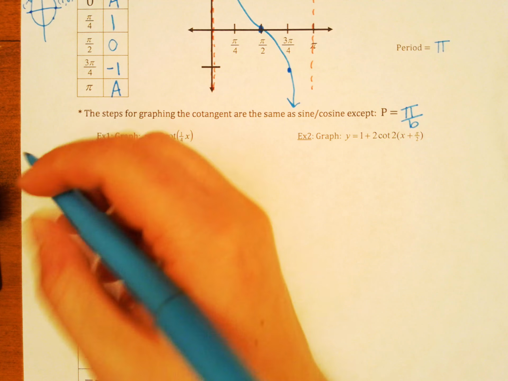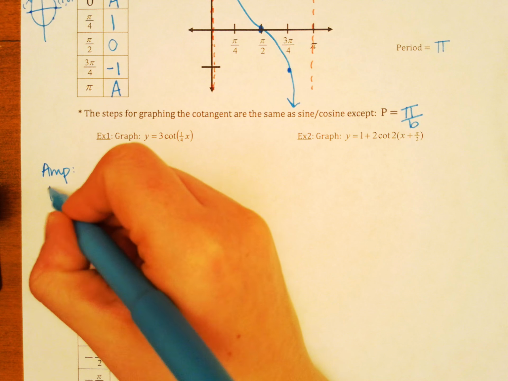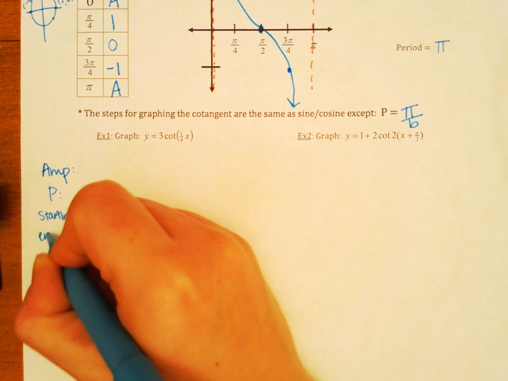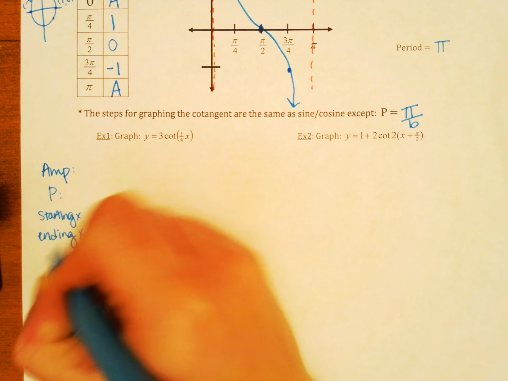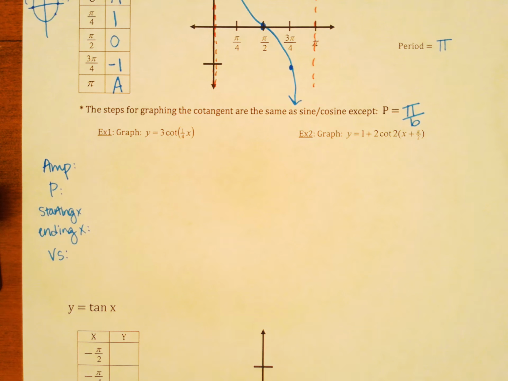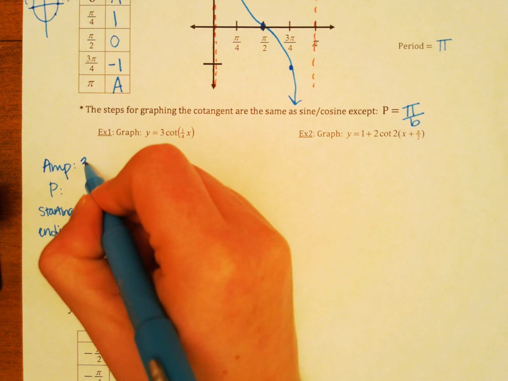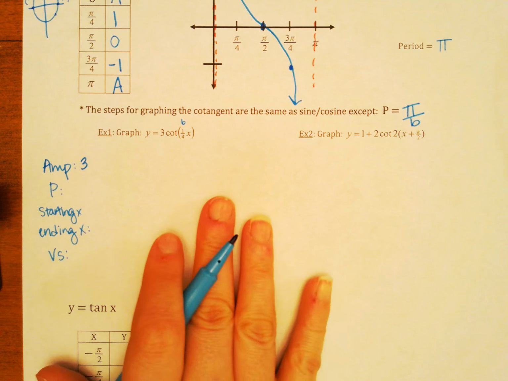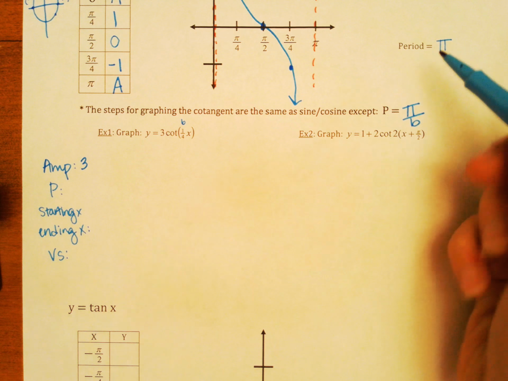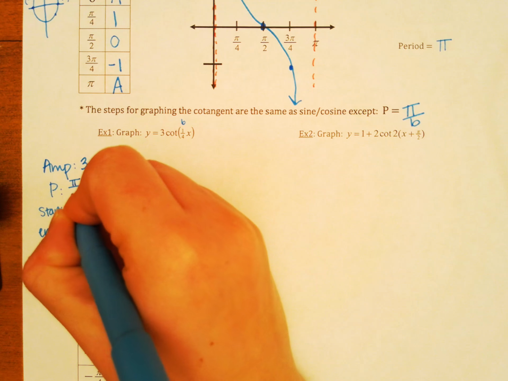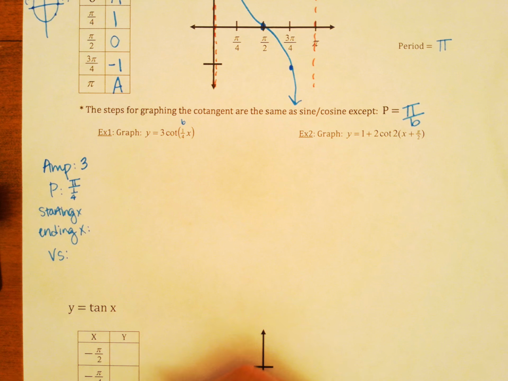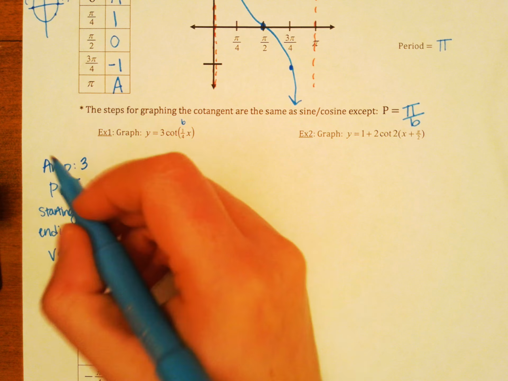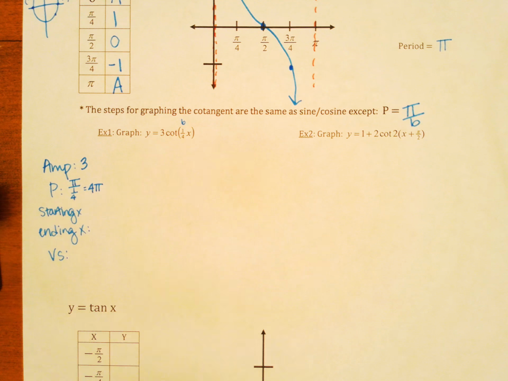So I'm still going to create my little list off to the side here. I have my amplitude, my period, my starting x, my ending x, and then my vertical shift. My amplitude for this is outside of my cotangent, so that's going to be 3. My period has to do with my b value. Normally cotangent and tangent have a period of pi, so instead of 2 pi over b, it's going to be pi over b. In our case, pi over 1/4, which is another way of saying pi times 4 over 1, which is going to be 4 pi.